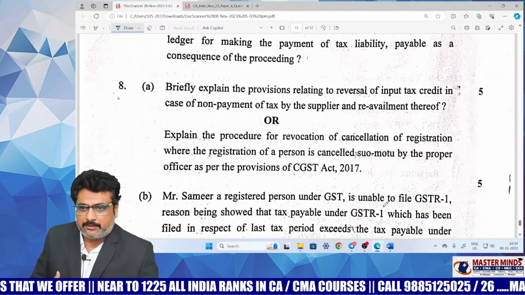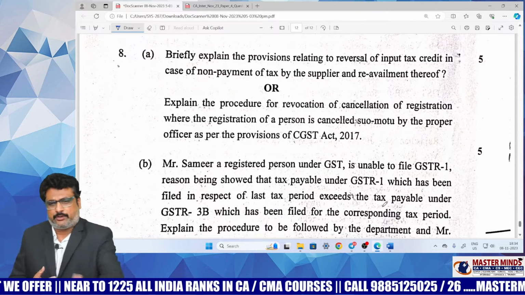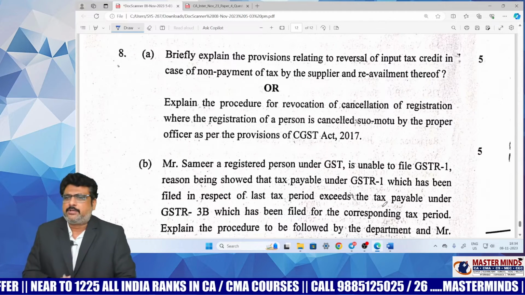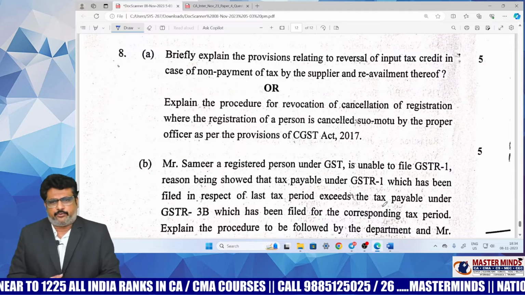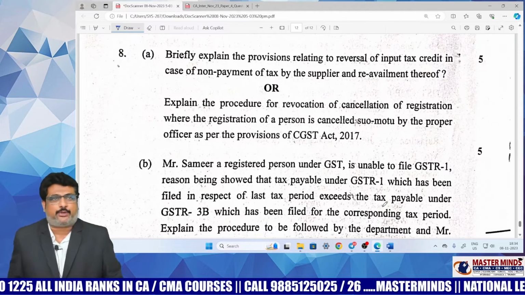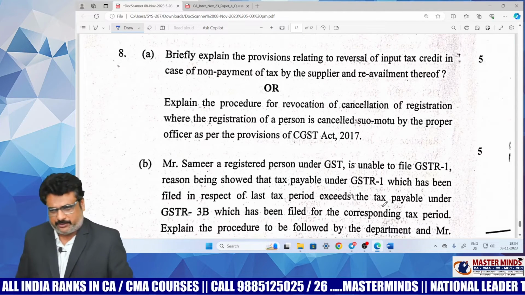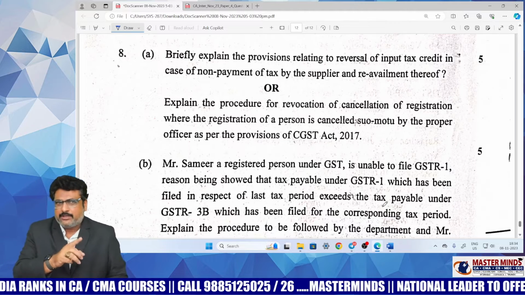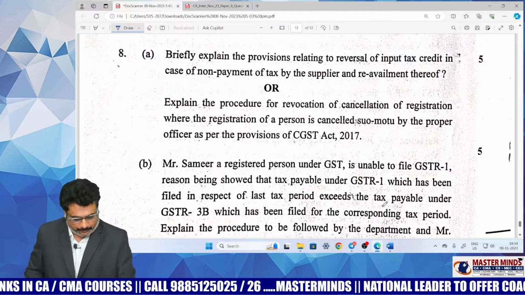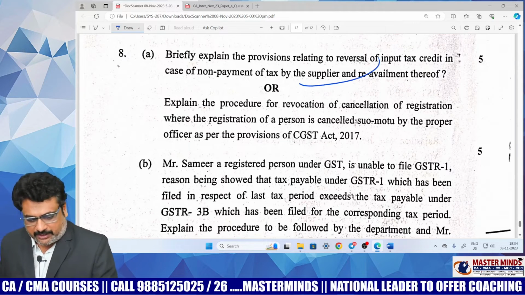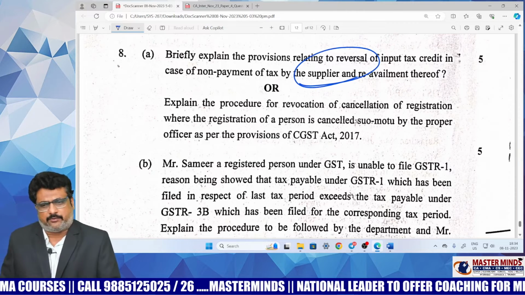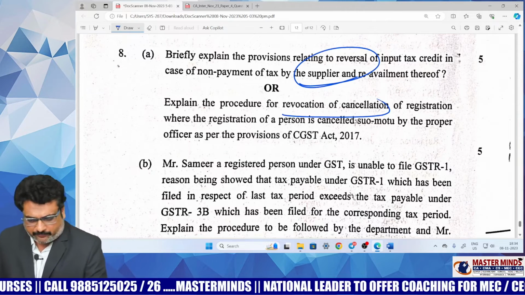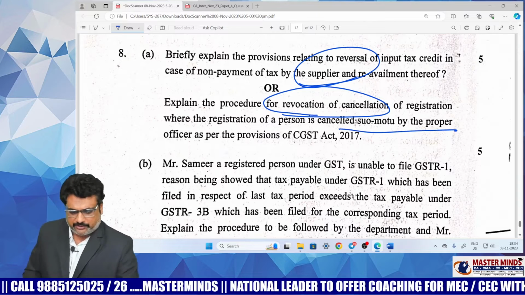Next one, the eighth question, as usual, will always be a theory question. Briefly explain the provisions relating to reversal of ITC. This is also an amendment in ITC. With respect to November 2023, there was an amendment in this particular topic. That's why keep focus on amendments. A very straightforward question on revocation of cancellation.